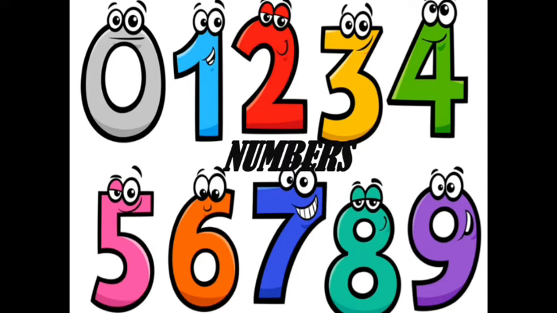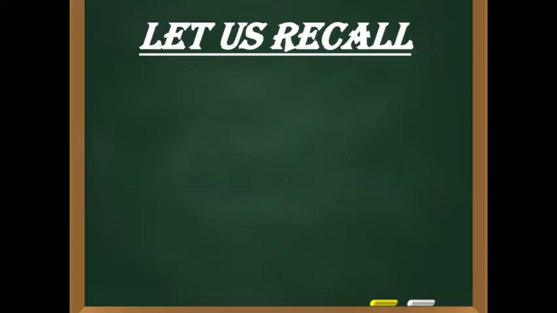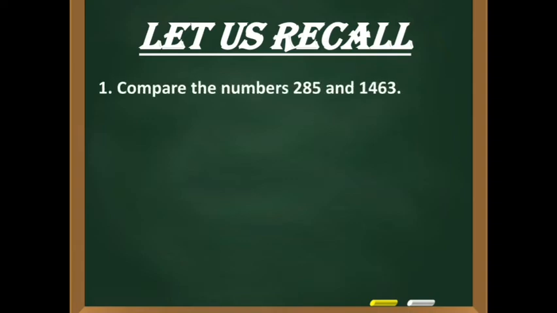In the last session from chapter Numbers, we have learnt comparing the numbers, ascending order and descending order. Now let us quickly recall the topics with some questions. The first question: compare the numbers 285 and 1463.